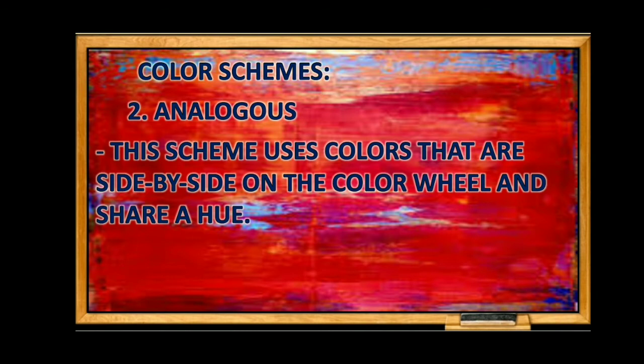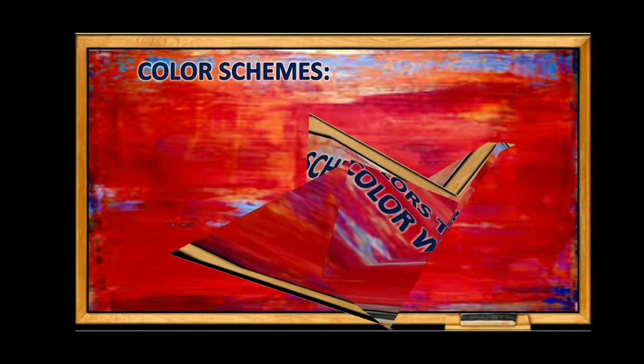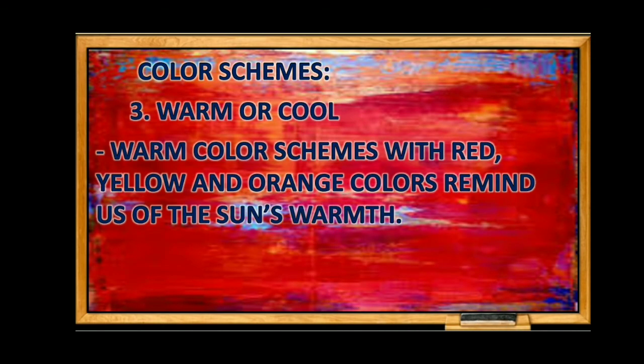Another color scheme is the analogous. These schemes use colors that are side by side on the color wheel and share a hue. Third is the warm or cool color scheme. In the warm color scheme, red, yellow, and orange remind us of the warm sun. The artist uses blue, green, and violet cool schemes to make us think of cold items such as ice or grass.